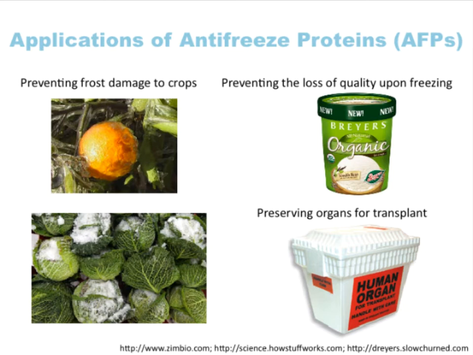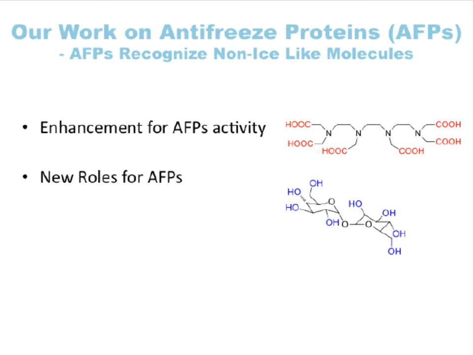Antifreeze protein can be genetically engineered into crops to prevent frost damage to these crops. Also, antifreeze protein can be directly added into storage buffer to preserve organs and tissues for transplant. And antifreeze protein can be added into frozen foods, such as ice cream, to prevent loss of quality upon freezing.